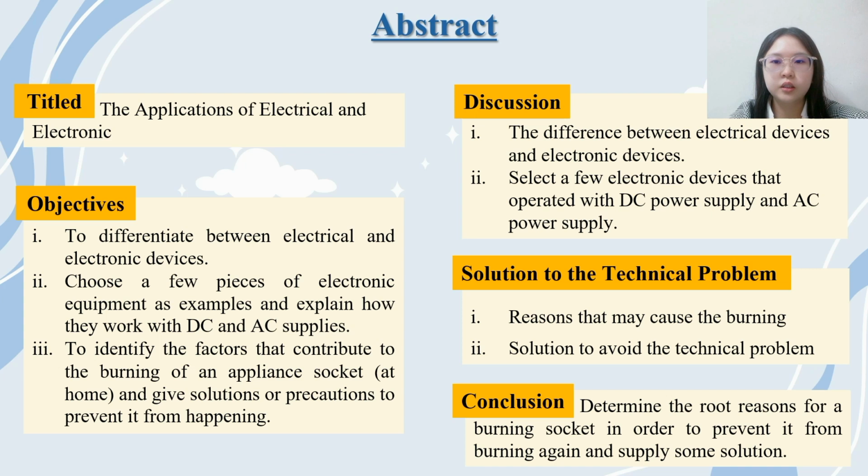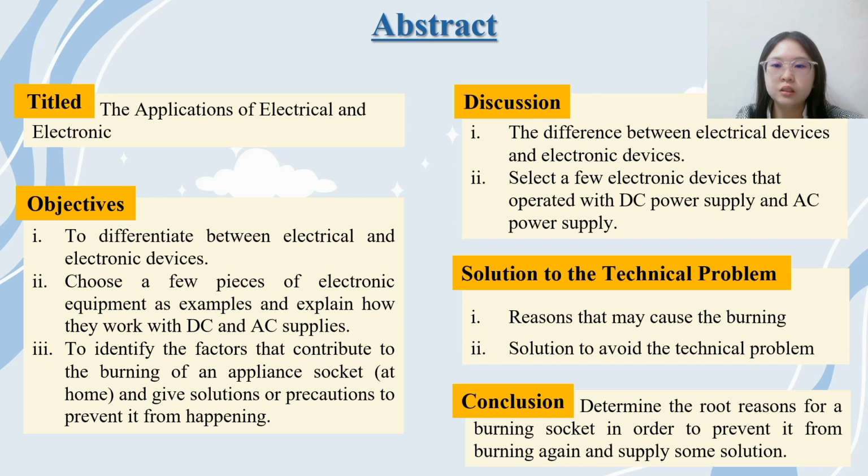This study is titled The Applications for Electrical and Electronic. There are three objectives for this study. Firstly, differentiate between electrical and electronic devices. Second, choose a few parts of electronic equipment as example and explain how they work with DC and AC supplies. Thirdly, identify the factors that contribute to the burning of a compressor circuit at home and give solutions to prevent it from happening. Moreover, this study will discuss the difference between electrical and electronic devices and select a few electronic devices that operate with DC and AC power supply.